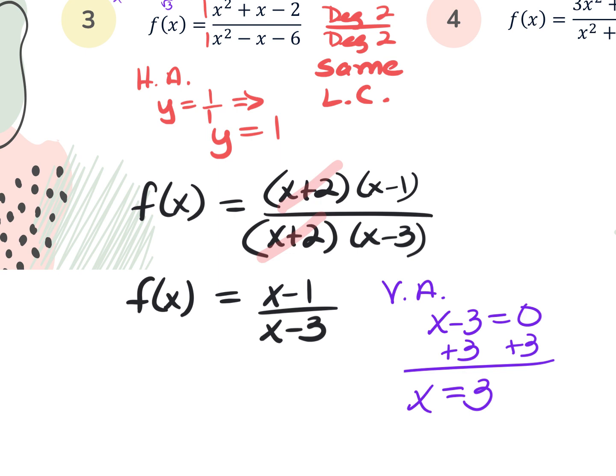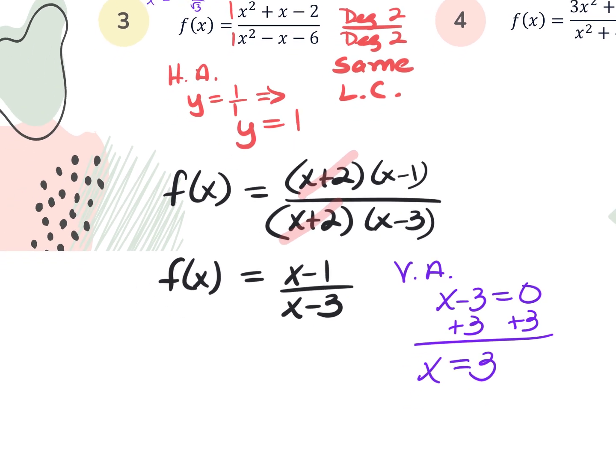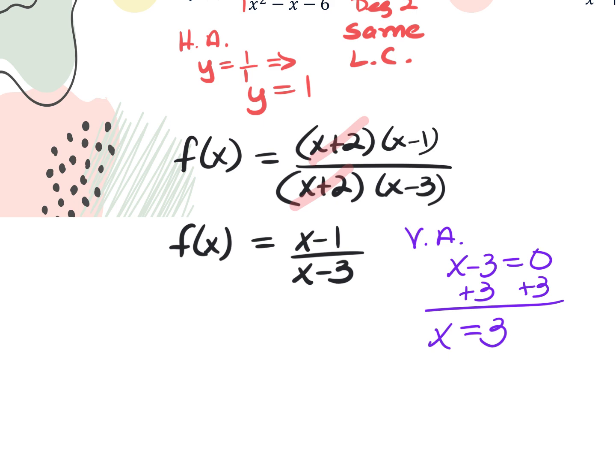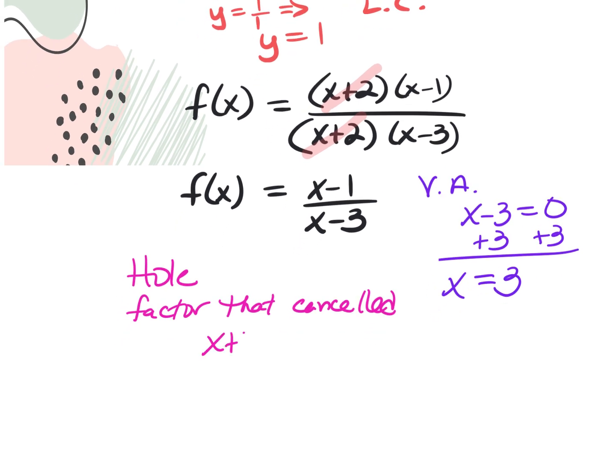Now, in the homework tonight, you don't have to find any holes, but tomorrow we will. So let me show you how to find the hole that's in this graph. So now to find the hole, you're going to take the factor that you canceled. So the factor that canceled, which is the x plus 2, I'm going to set that equal to 0.